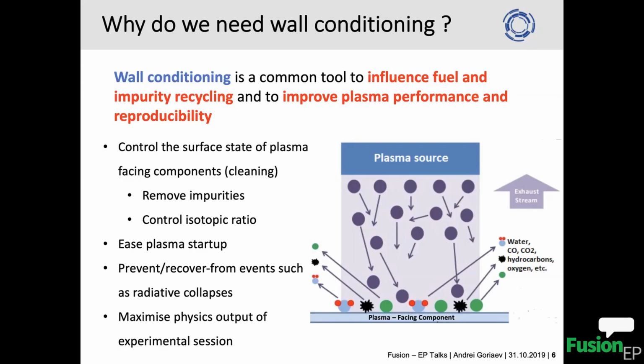So, the main purpose is to control the surface state of plasma facing components. So it's to remove impurities. If you have hydrogen isotopes, it allows you to control the isotopic ratio, so that you can exactly know how much deuterium and how much tritium you have in your plasma. It can also assist plasma startup. Fewer impurities here means that you can ignite plasma easily.